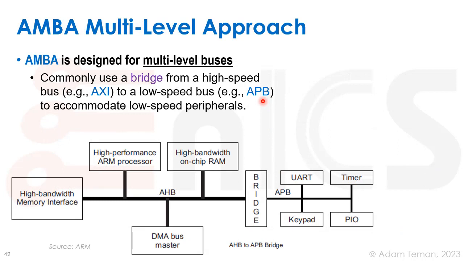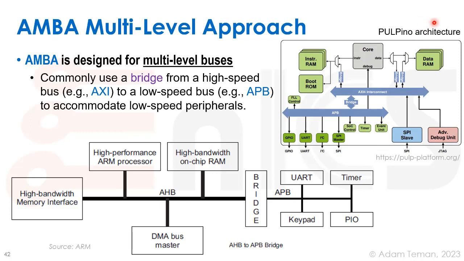So with the AMBA multi-level approach, which is basically what I described before, we have the high-speed bus, which would be an AHB or AXI or something like that, connected to an ARM processor or some other processor. It could be RISC-V or anything else. We also have the high bandwidth memory. We might have a DMA, which we'll be discussing next week, and high bandwidth on-chip RAM. And then we'll have this bridge in the middle that will translate between the high-speed bus and the low-speed APB bus. And there we'll have different types of things like timers or UART or keypad or all kinds of other things like that. So this is a type of multi-level approach that AMBA supplies to us.